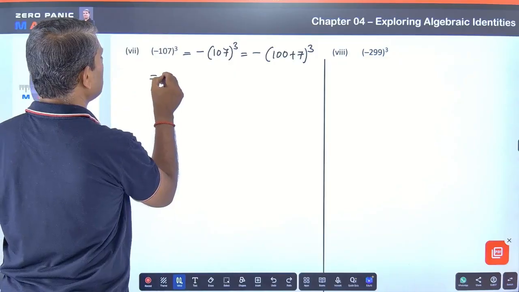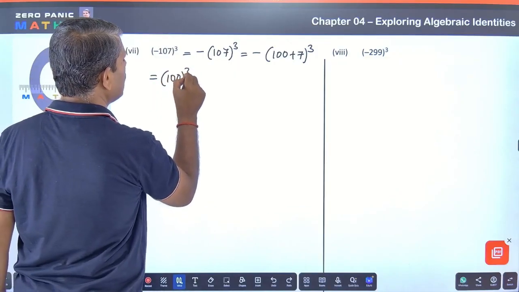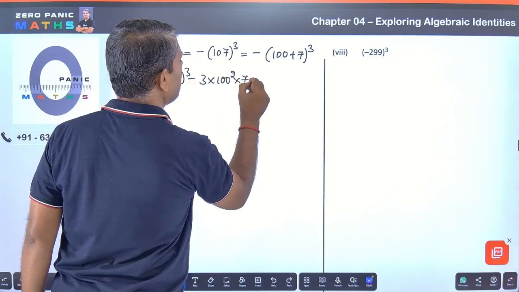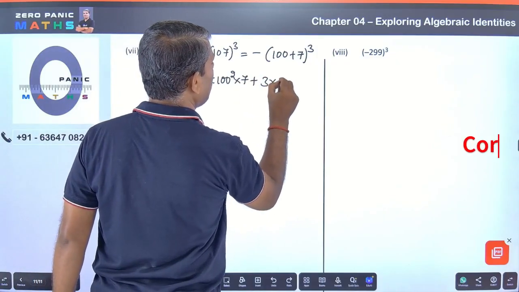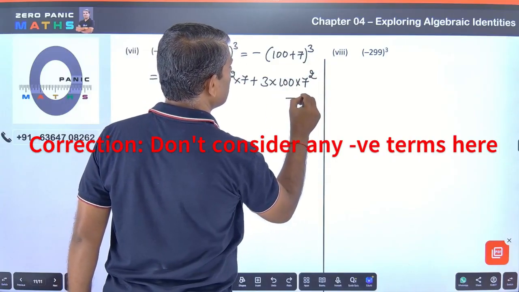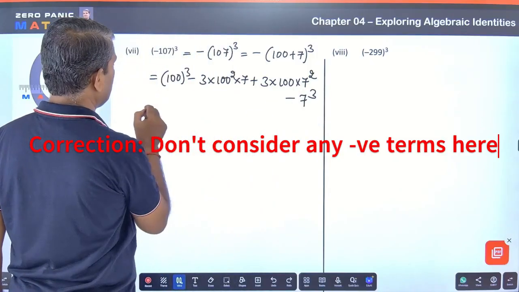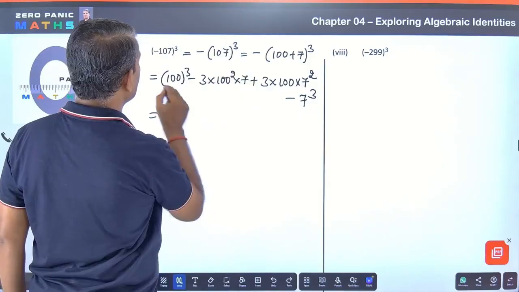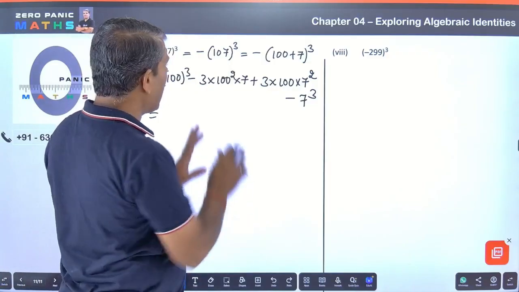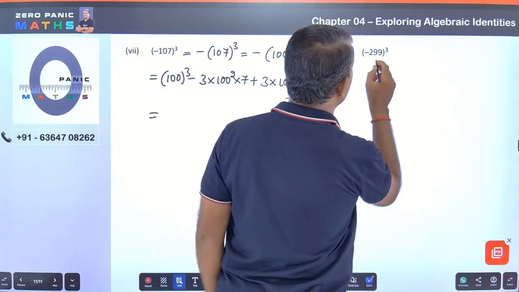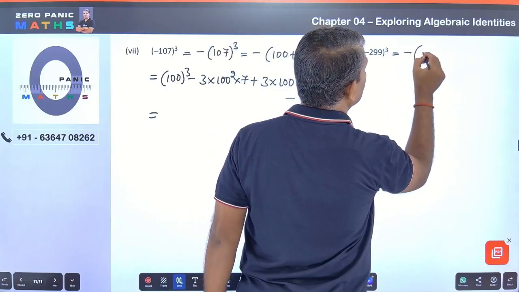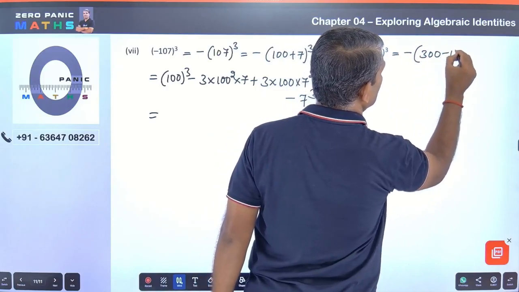So I think you will do that. 100 cube, that is a cube, minus 3a square, that is 100 square, b is 7, plus 3ab square, a is 100, b is 7 square, and minus 7 cube. You will do that, and finally you keep the answer with the minus symbol. Similarly for this also, there is a cube, so I can keep the minus outside and write 299 as (300 minus 1) whole cube.